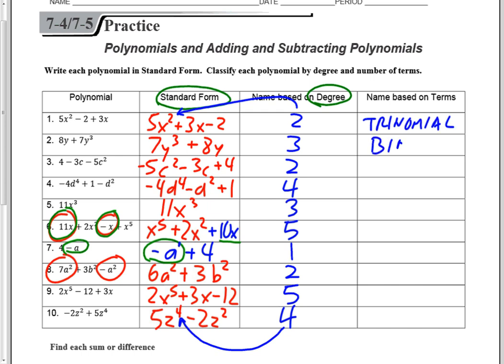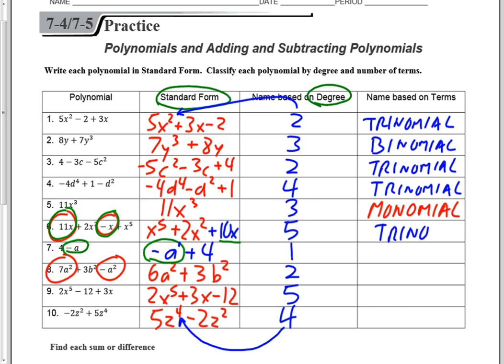Trinomial. On the left side. Monomial. Trinomial. Try. He wants to hear it. He wants to hear it. I asked him if he could read.